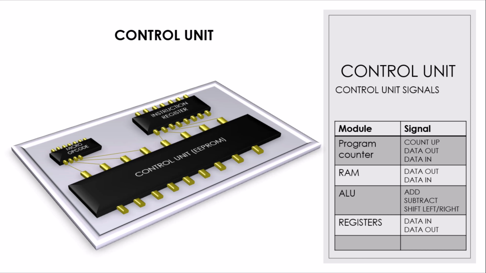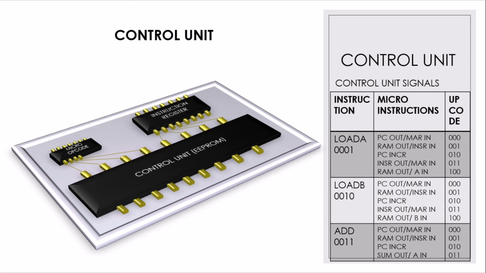And just by prompting parts of the CPU to do certain things, it can execute these instructions. The control unit can trigger various registers to output data or read data, or ask the program counter to count up. Given these instructions, the computer can step through micro instructions to solve them.